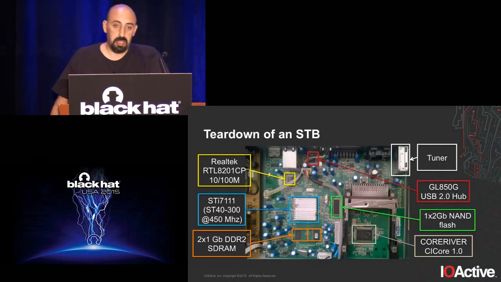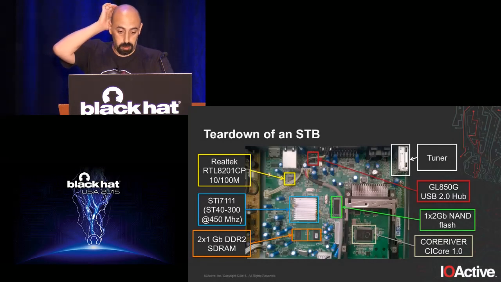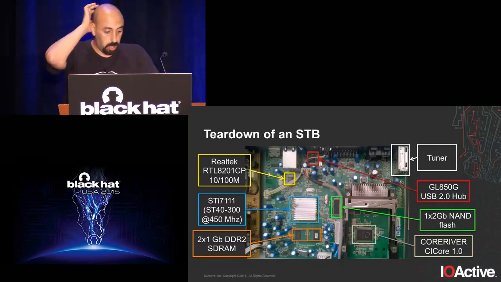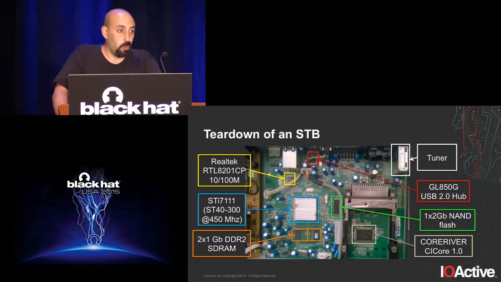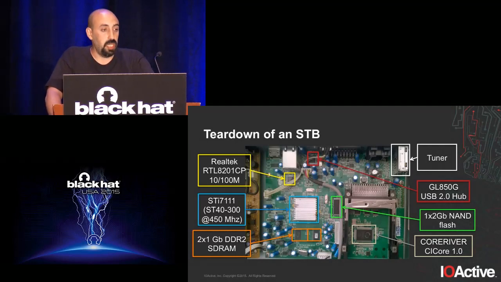So this is a teardown of one of the receivers I've been playing with. You can see that they are almost computers. They are no longer generic set-top boxes. This one, for example, has a Realtek network card. It has an STi7111, a processor that is mainly designed for set-top boxes. It features everything needed, from the scrambling system to inputs and outputs.